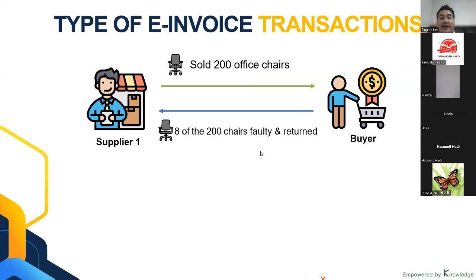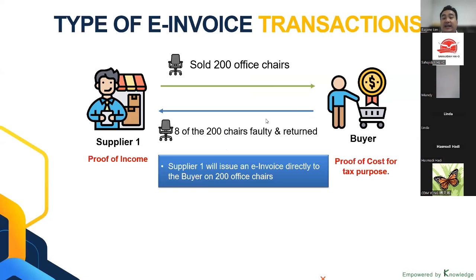So now I'm giving you an example. For example, over here, supplier 1 sold 200 units of the office chair to the buyer. So when they sold it to the buyer, the supplier will issue an e-invoice because the supplier wants to prove their income, the 200 units of the chair. The buyer also same thing, they need the e-invoice as proof of their expenses for the tax purpose. So this transaction is called complete when the e-invoice is issued.